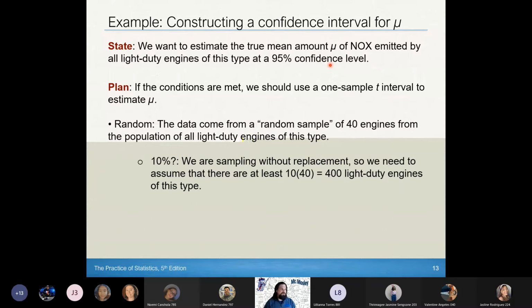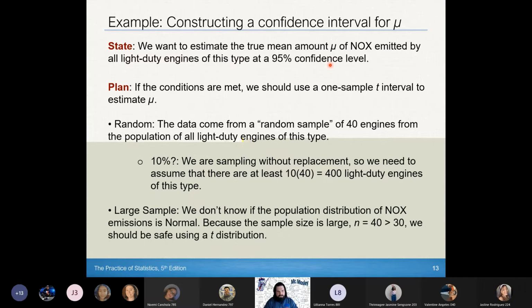10% condition: we are sampling without replacement, so we need to assume that there are at least 400 light-duty engines of this type. That's a fair assumption, considering there's millions of cars. We're bound to have at least 400 light-duty engines.